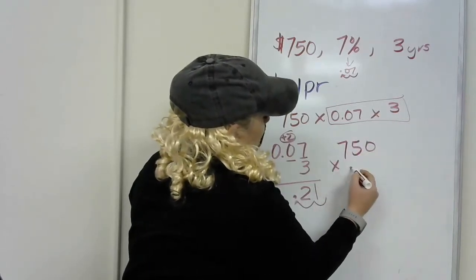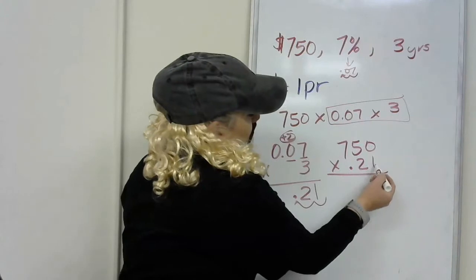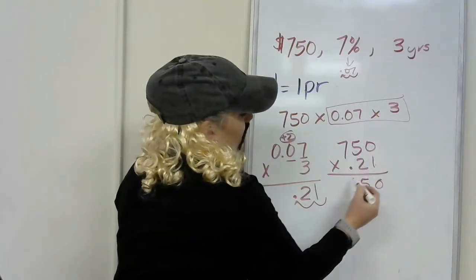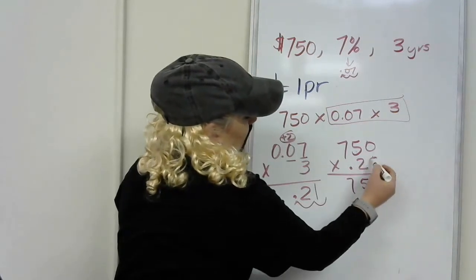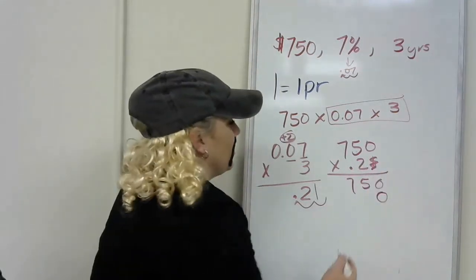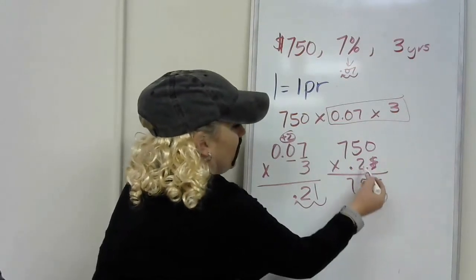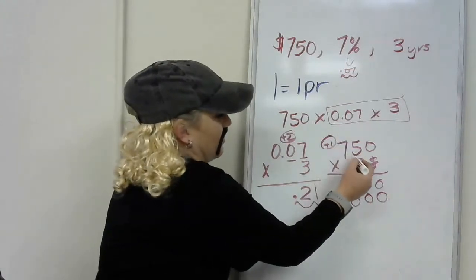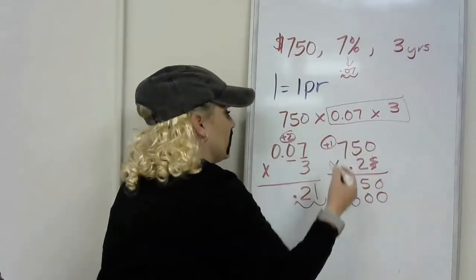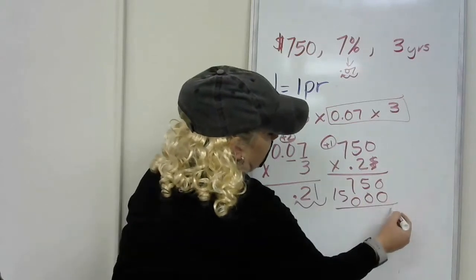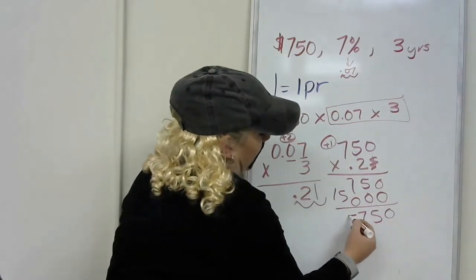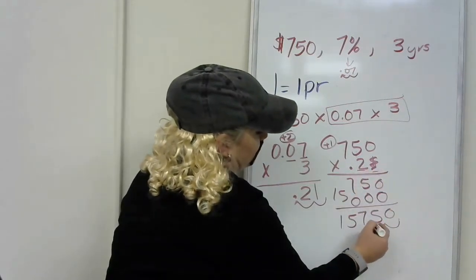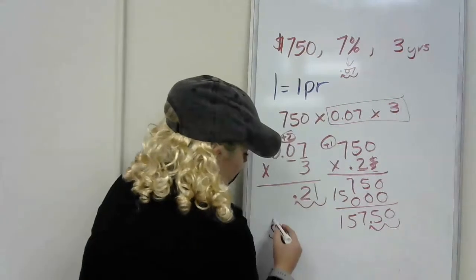So 750 times 0.21. All right, 1 times 0 is 0. 5 times 1 is 5. And 7 times 1 is 7. And I'm going to do my scratch, lay an egg. 2 times 0 is 0. 2 times 5 is 10. The 0 can stay. That 1 has to go. And 7 times 2 is 14. And 14 plus 1 is 15. So now we just add up what we have. And we got 2 decimal places. Boom, boom.